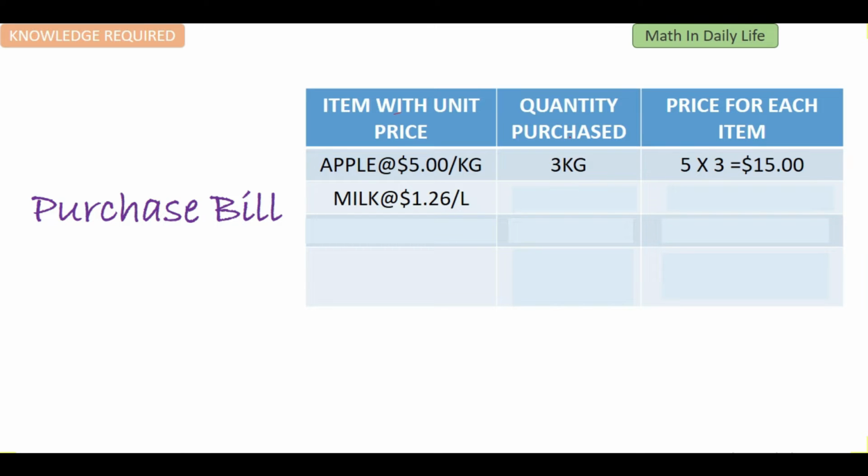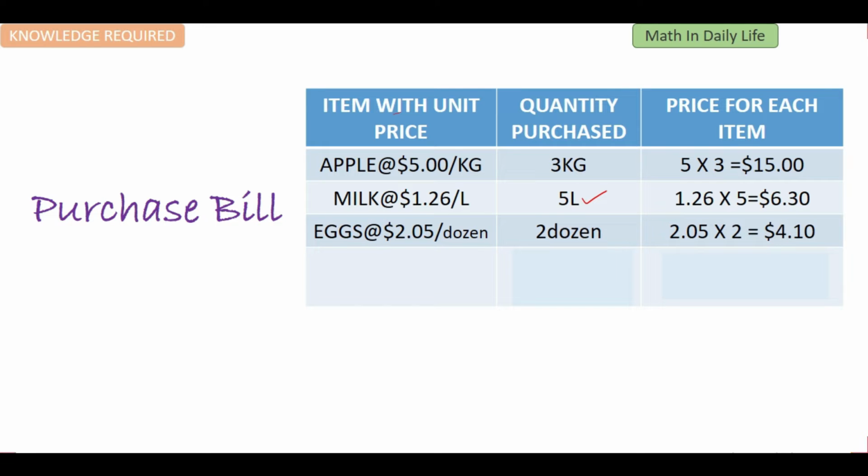Similarly, if it's milk for $1.26 per liter, for 5 liters it will be 1.26, which is the cost for 1 liter, multiplied by the 5 liters that you have purchased, giving you $6.30 that you have to pay. Now you have eggs being bought for $2.05 per dozen. So you take 2 dozens, then the price is going to be 2.05 multiplied by 2, giving you $4.10.